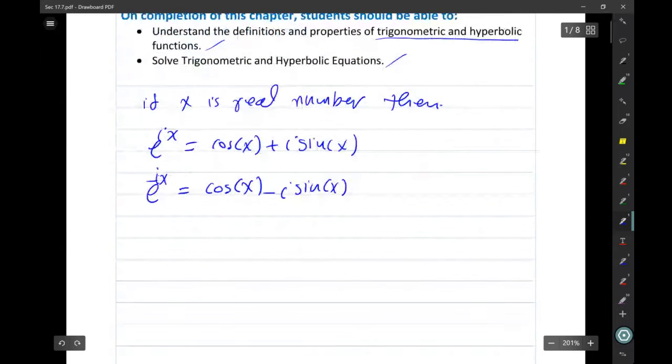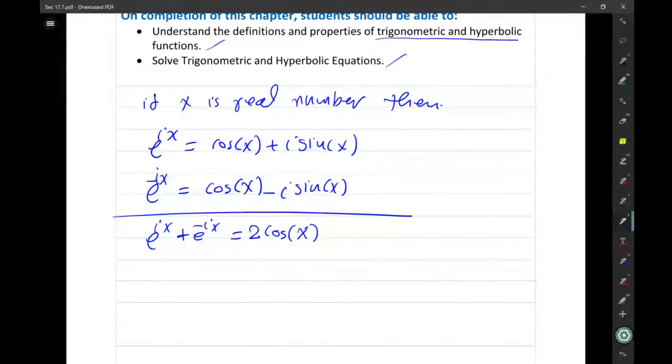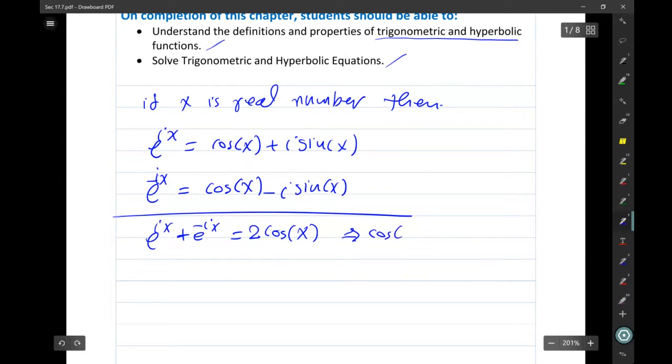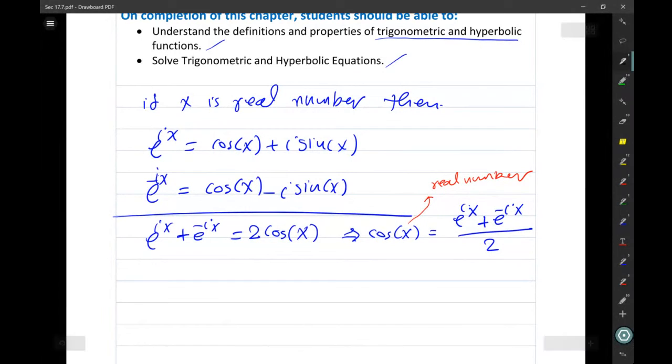Now have a look here. If we add e to the power ix plus e to the power minus ix, it is equal to 2 cosine x, because i sine plus minus i sine becomes 0, which implies that cosine x, as a real number, is equal to e to the power ix plus e to the power minus ix divided by 2. Of course, x here is a real number.